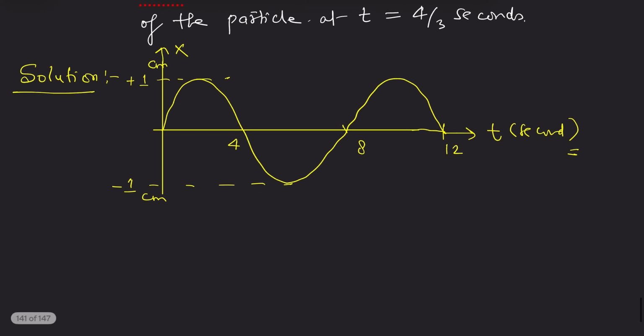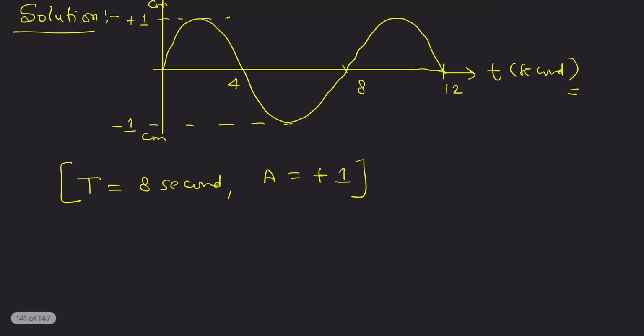If you see, the particle is completing one oscillation in how many seconds, guys? 8 seconds. Okay, so what we got from here is T equal to 8 seconds. The first thing is the amplitude, which is +1, we will take. Now it is asking what is the acceleration at t equal to 4 by 3.